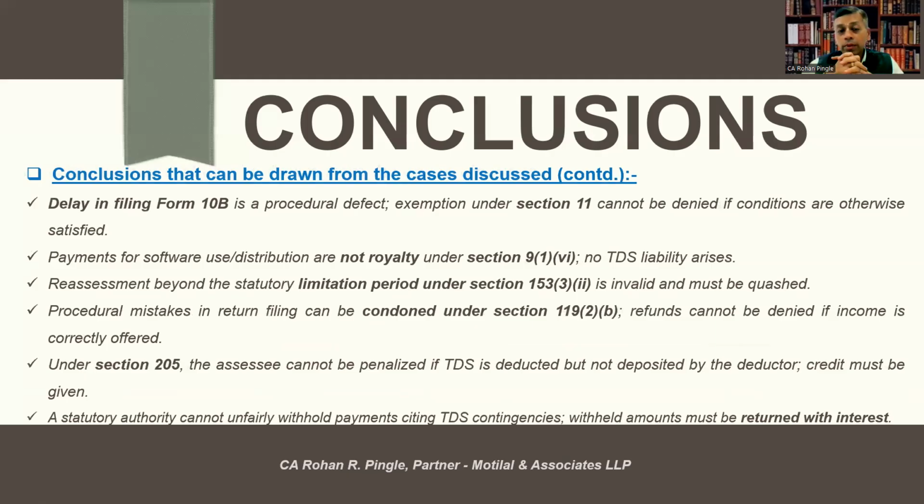Delay in filing Form 10B, that is the audit report, is a procedural defect in case of a trust. Exemption under Section 11 cannot be denied if conditions are otherwise satisfied. Payments for software use or distribution are not royalty under Section 9, subsection 1, clause 6. No TDS liability arises. Reassessment beyond the statutory limitation period under Section 153, subsection 3, subclause 2 is invalid and must be quashed. Procedural mistakes in filing can be condoned under Section 119, subsection 2, clause B. Refunds cannot be denied if income is correctly offered.